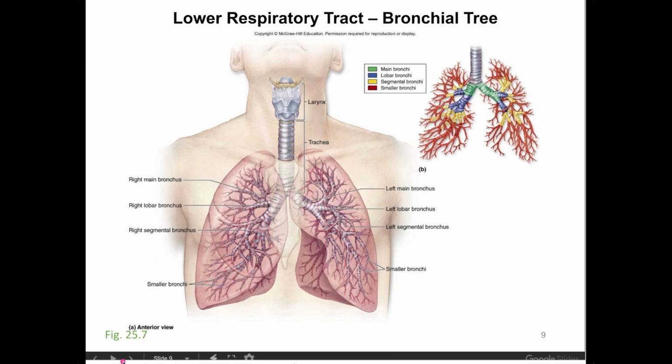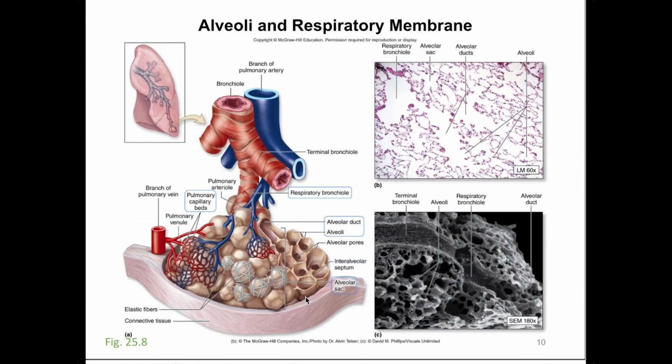And the smaller that we get, we're eventually going to lose that cartilage plate or ring, and the muscular wall is going to get a little bit thicker. So that allows us to have a little bit more control over how dilated our bronchioles are. So a bronchiole is basically the end of a bronchi.